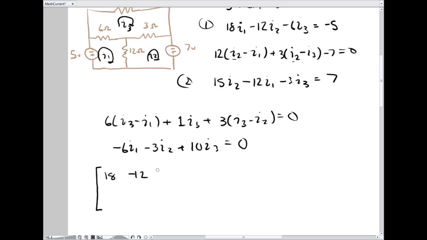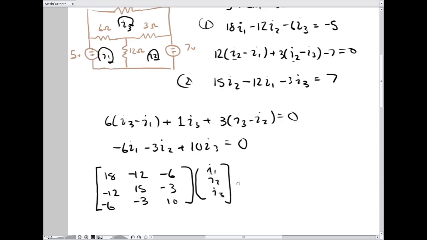18, minus 12, minus 6. And then I always mess up. I tend to mess up the orders of these if I don't write them in order beforehand. But anyway, minus 12, 15, minus 3, and then minus 6, minus 3, 10, and then I1, I2, I3 is equal to minus 5, 7, 0. And I have a good check here: since I just have resistors and voltage sources, I should see that the diagonal down the line is positive. So at least I got the middle ones right. Hope I didn't mix up the other ones.